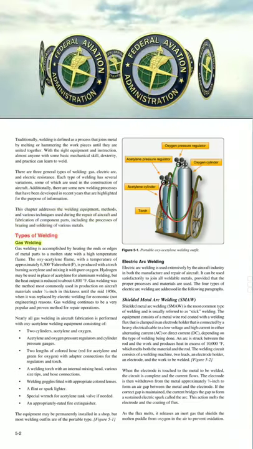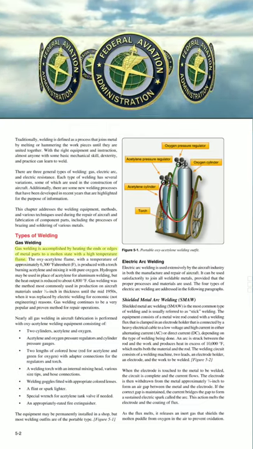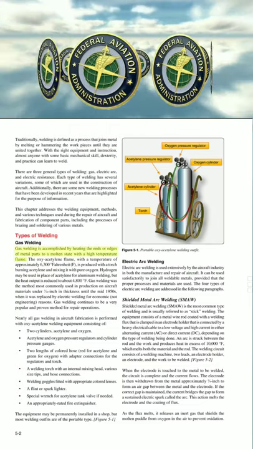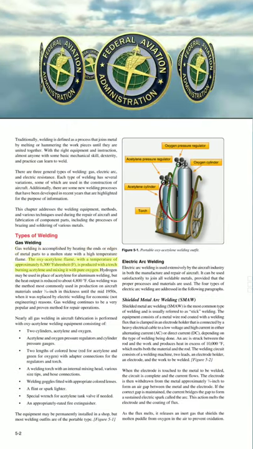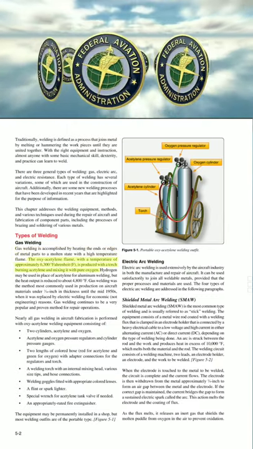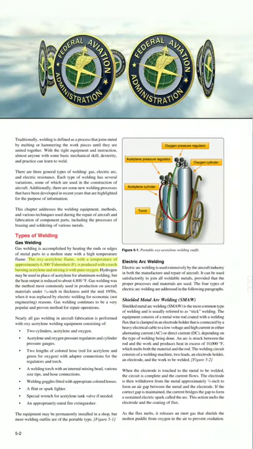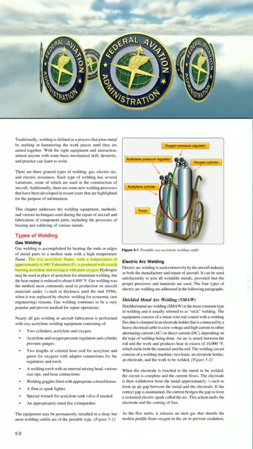Types of welding. Gas welding. Gas welding is accomplished by heating the ends or edges of metal parts to a molten state with a high temperature flame. The oxyacetylene flame, with a temperature of approximately 6,300 degrees Fahrenheit, is produced with a torch burning acetylene and mixing it with pure oxygen.